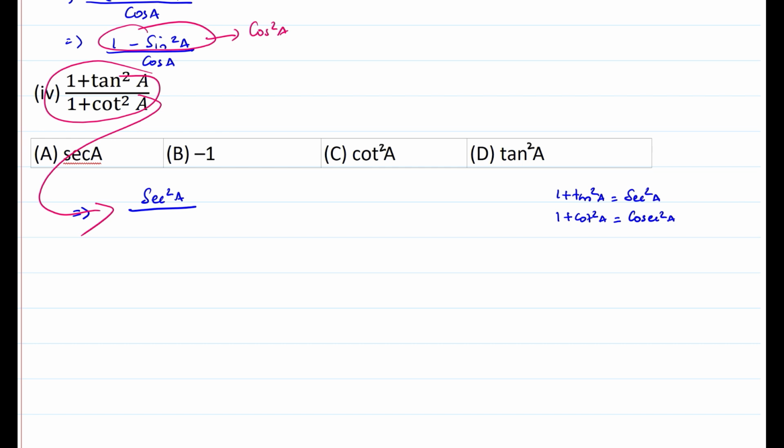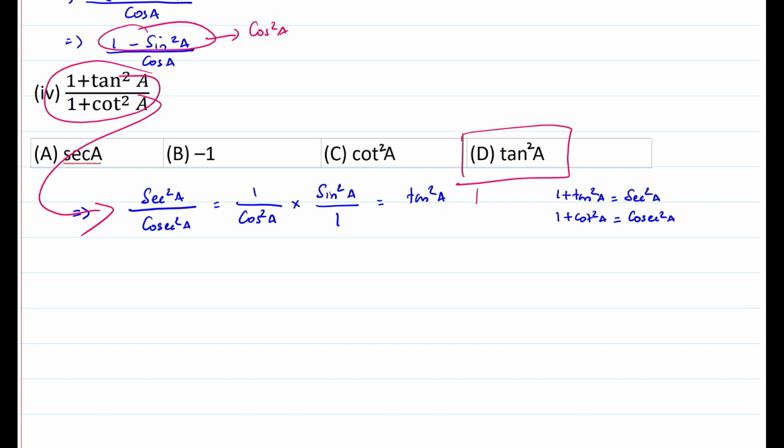So the question can be written as secant square A divided by cosecant square A. Secant square A is 1 by cos square A, and cosecant is 1 by sin, so cosecant square A is 1 by sin square A. This gives sin square A by cos square A, which is basically tan square A. The option which has tan square A as the answer is option D. So option D is the correct answer.